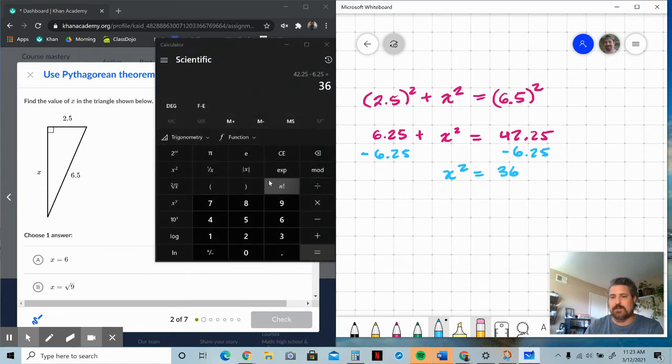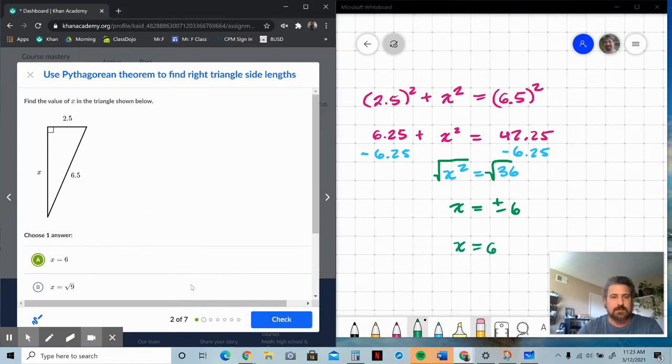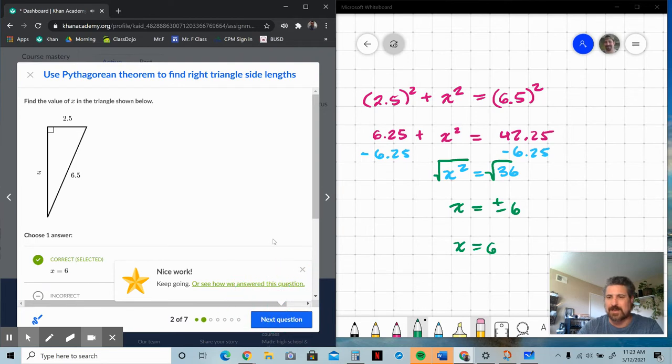So if x squared is 36, you solve by taking the square root of both sides. That's how you undo a square with the square root. The square root of x squared is just x. And the square root of positive 36, that's a perfect square, so it's plus or minus 6, right? Now, since this is a triangle, distance is always positive, so it's just the positive root, 6. So the answer is x equals 6. You guys get the idea?